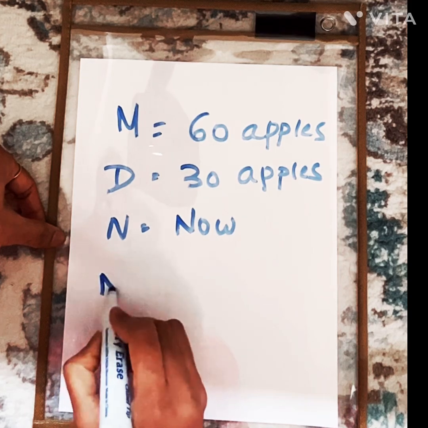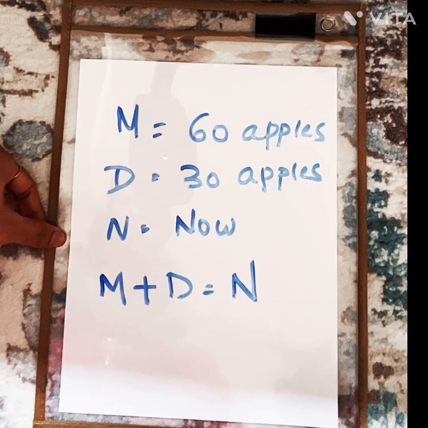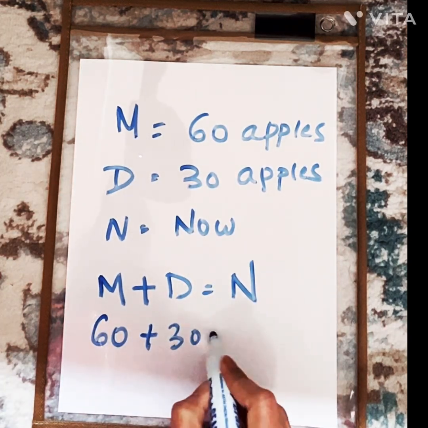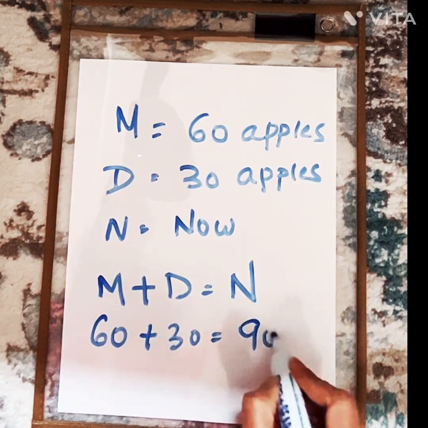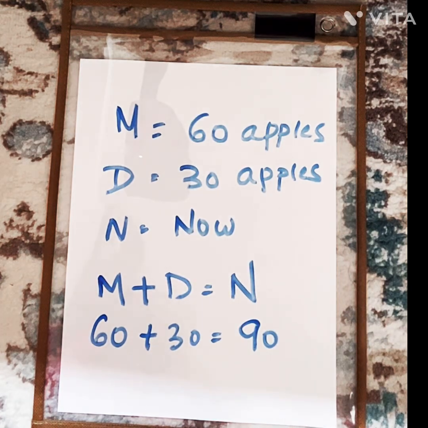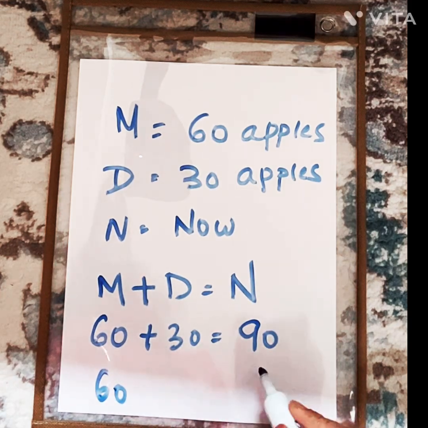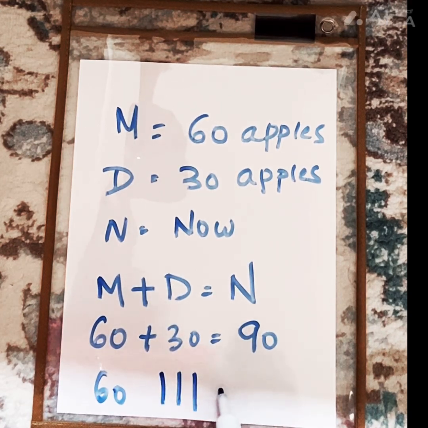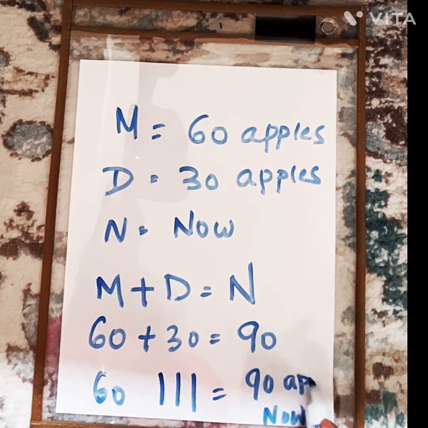My equation can be Mona's group plus dad's group, and I have to find how many apples now. So I'm going to plug in my numbers. 60 plus 30 equals... if students can do 60 plus 30, they can do 90 apples, or they can use any of their adding strategies like count on. They know they have to start with 60 and count on to get their answer. I'm going to do 60, 70, 80, 90. So now I have 90 apples. My answer is 90 apples.